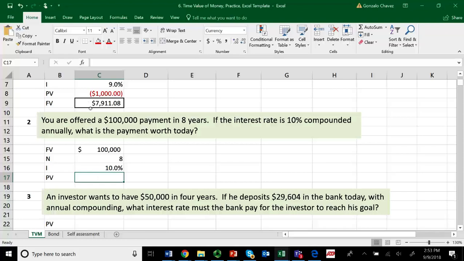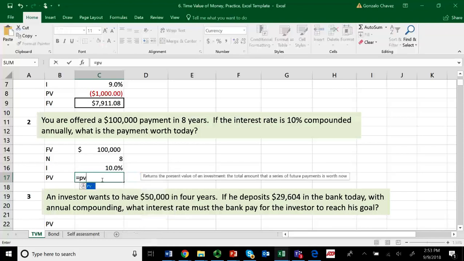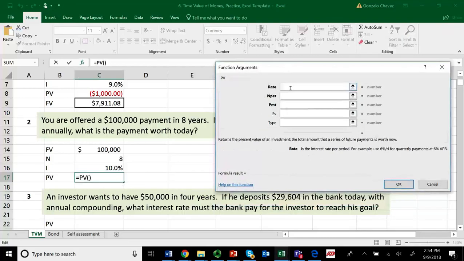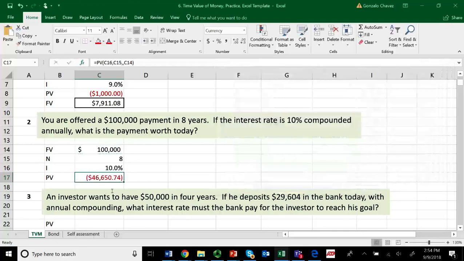And the unknown now is not future value, but rather present value. So I do equal sign, PV, and there it is. There's only one function. There's the PV function, present value function. As before, press FX. And what is the rate? The rate is 10%. What are the number of periods? 8. Payments are not important at this point. The future value is $100,000. Type is left empty, and you press OK. And the value is 46,650.